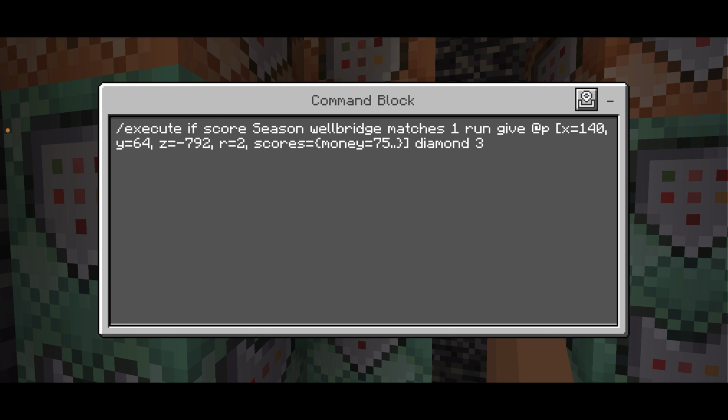We are going to give them, so if the player pressed the button and they're standing in the right area and they have enough money, we are going to give them 3 diamonds. Okay, just checking over everything. Perfect.